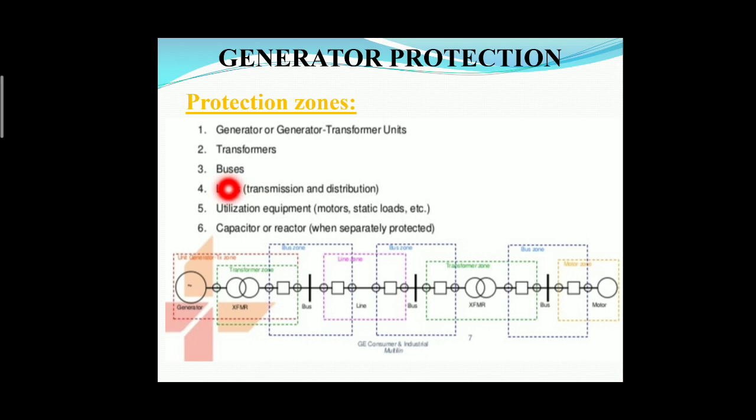When a fault occurs in any one of the buses, that bus is automatically disconnected from the line, and the supply continues in the other bus. That is the main reason for giving separate protection for the bus bars. Next are the lines, that means the transmission and distribution lines. In these also we use different protective devices.